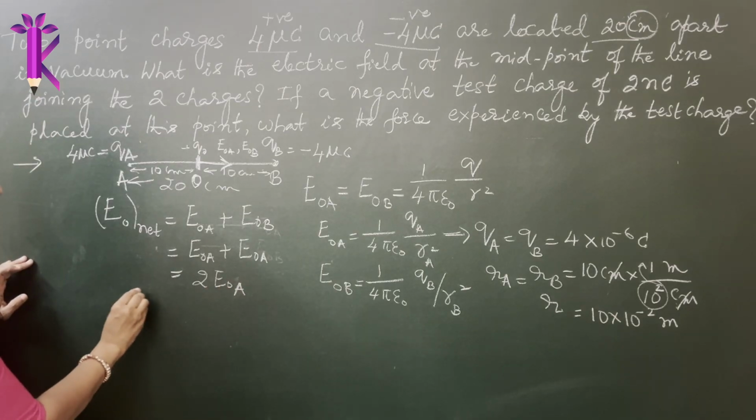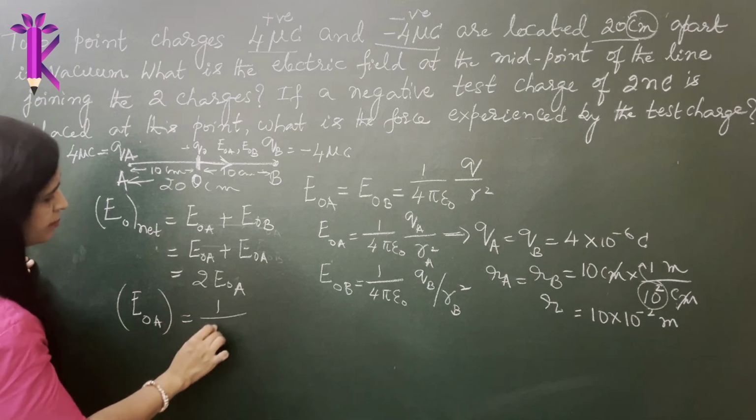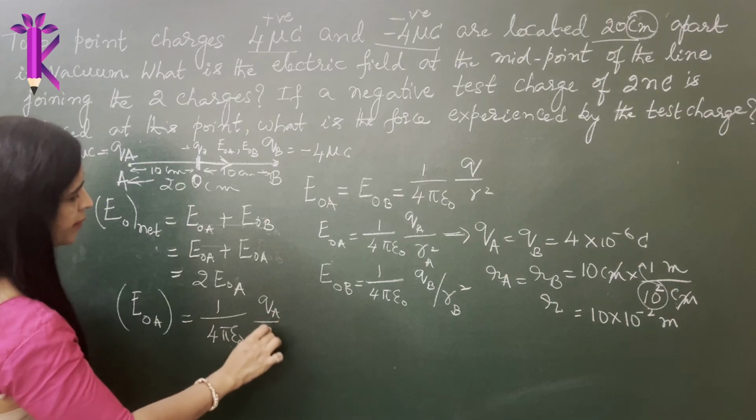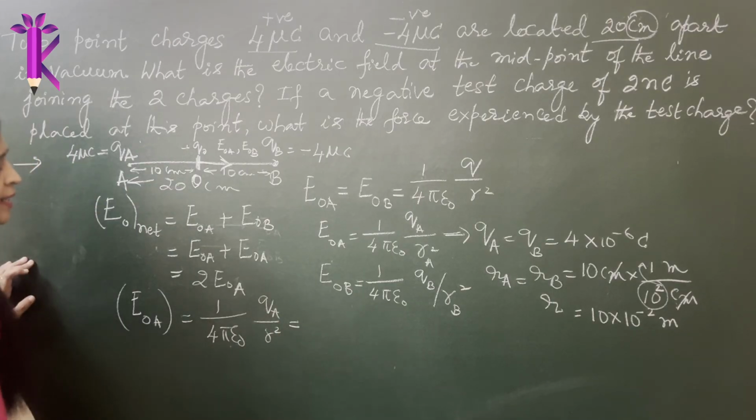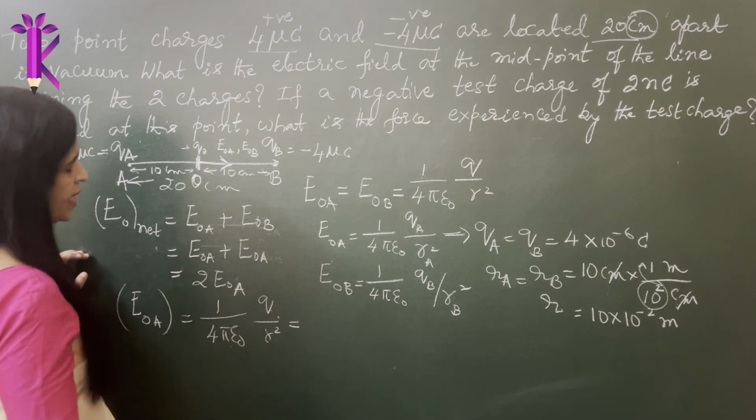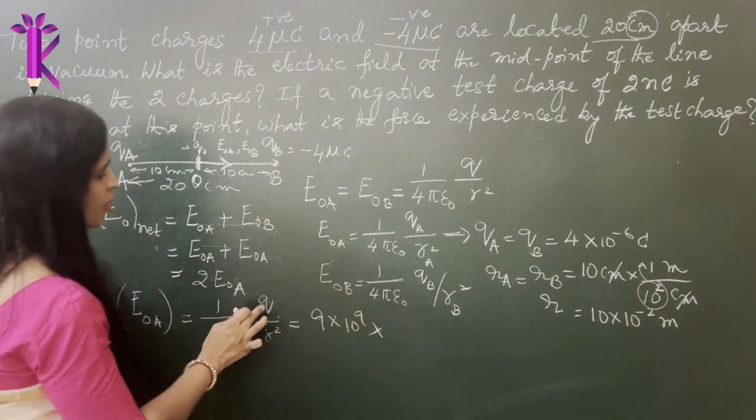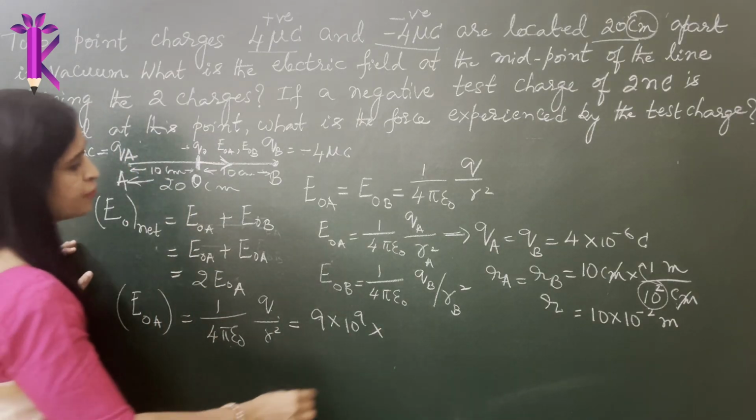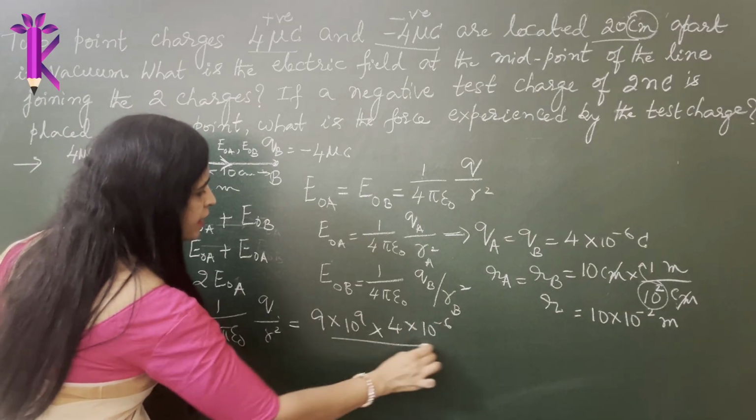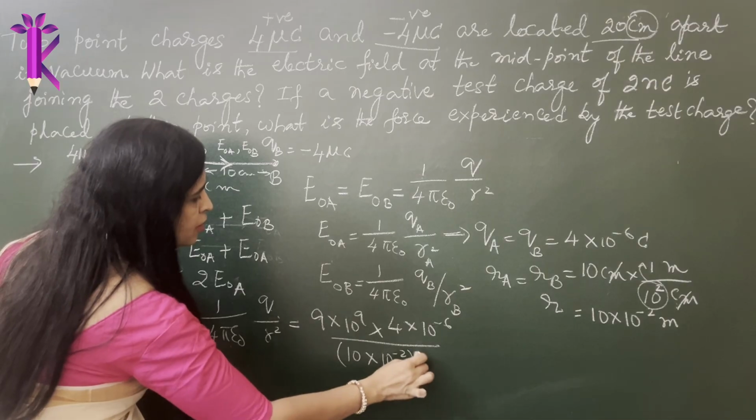So let's find out the electric field at the point O due to A, which is 1 by 4 pi epsilon naught QA divided by R square. Right? You can also write it as RA square. They are both equal, so in general it can be written as Q by R square. So this is nothing but 9 into 10 to the power of 9. How much is Q? It is 4 microcoulomb. So 4 into 10 to the power of minus 6, whole divided by R, which is 10 into 10 to the power of minus 2, whole square.